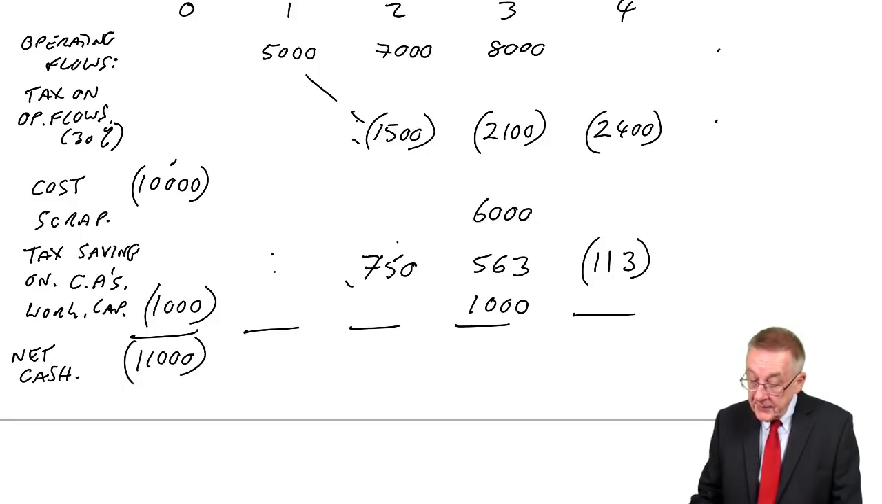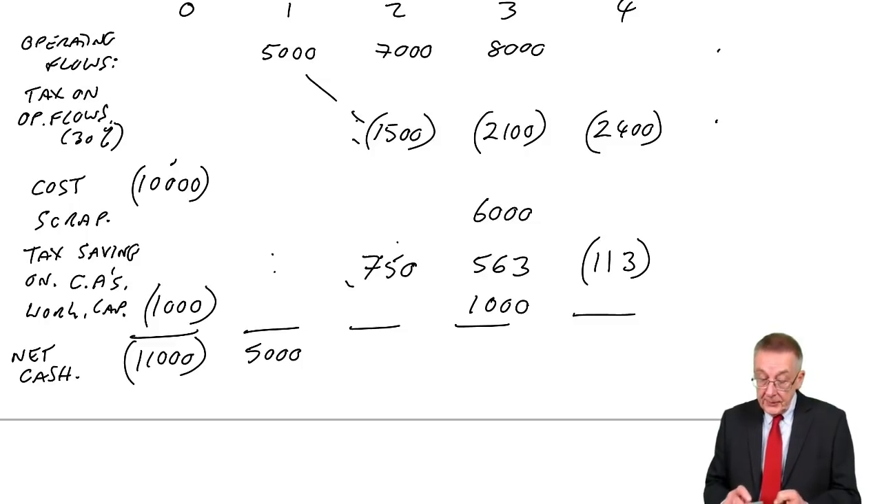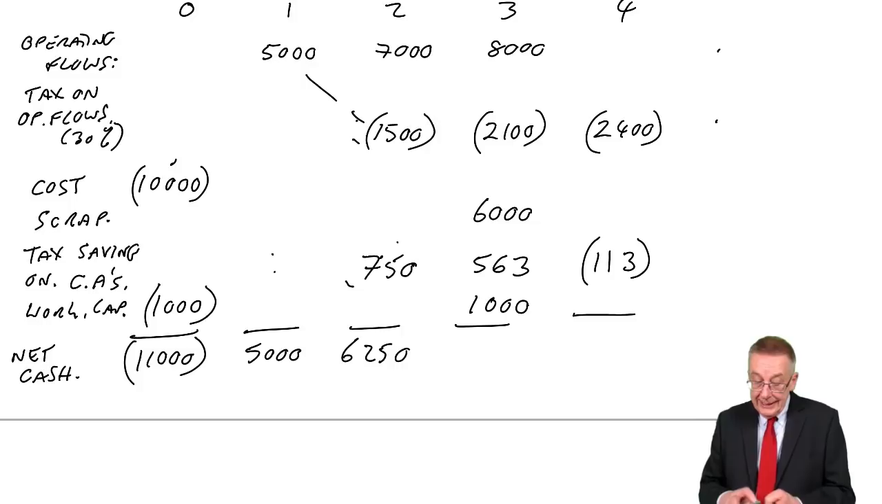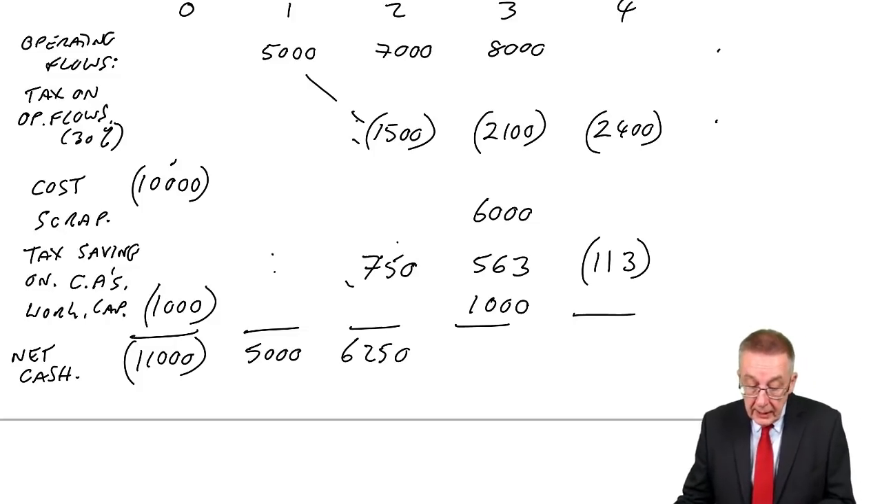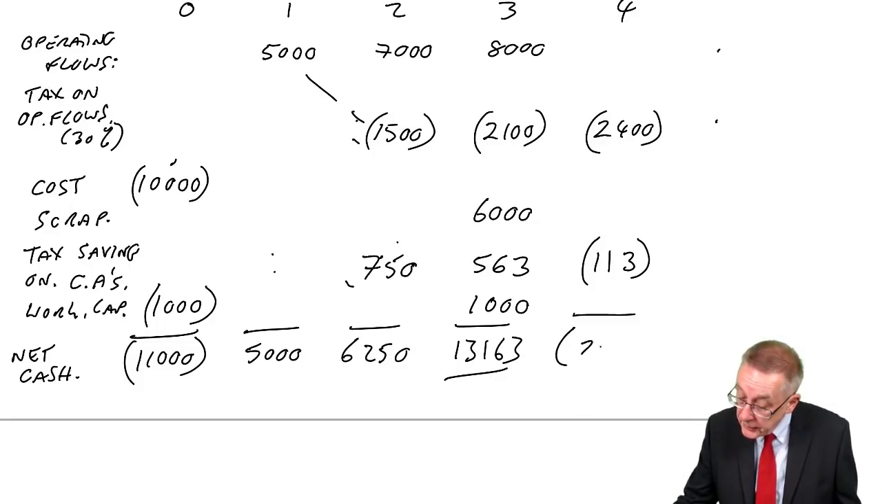11,000 outflow at time zero, inflow of 5,000 at time one. At time two, 7,000 minus 1,500 plus 750, 6,250. At time three, 1,363. And finally, at time four, an outflow of 2,513.